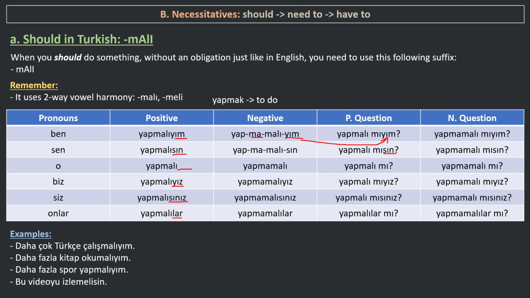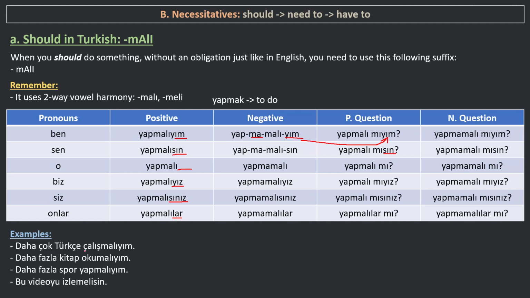Yapmamalı mıyım? Like, shouldn't I do this? Should I not do this? Should you not do this? Should he not do that? Whatever the context is. And there are examples here, down the page.